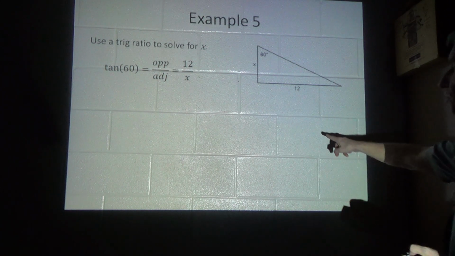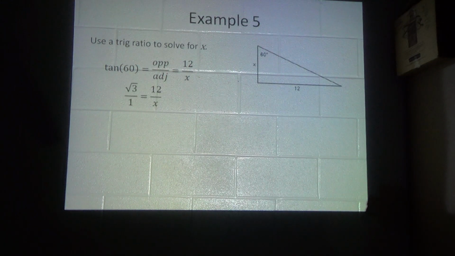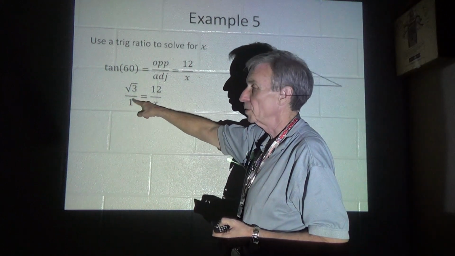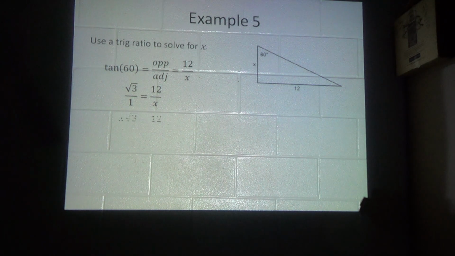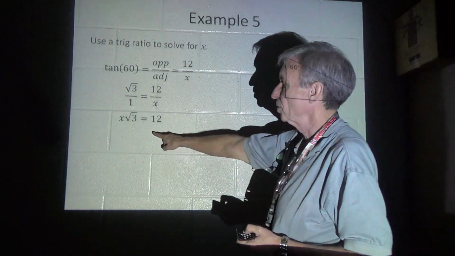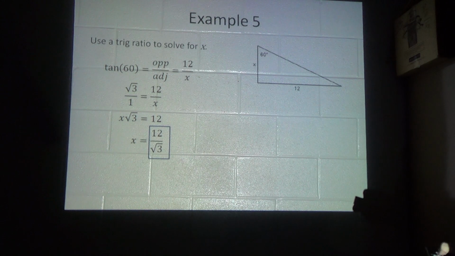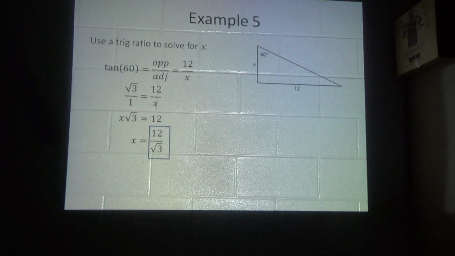So in this particular triangle, the tangent of 60 is 12 over x. Since we know that the tangent of 60 is the square root of 3, or the square root of 3 over 1 is another way to write it, we have the square root of 3 over 1 equals 12 over x. That's our proportion. Cross multiply gives us x times the square root of 3 equals 12. So we divide both sides by the square root of 3, so x is equal to 12 divided by the square root of 3.